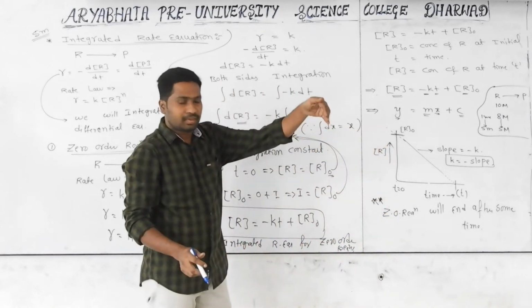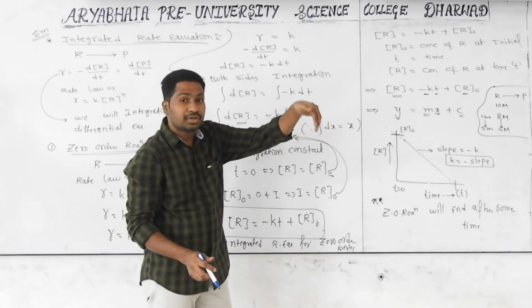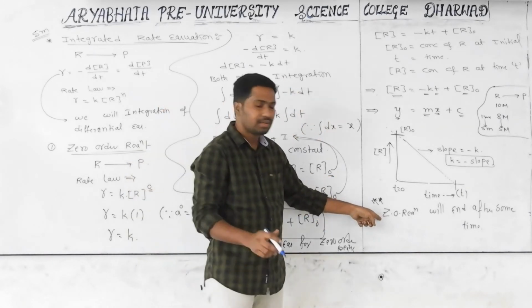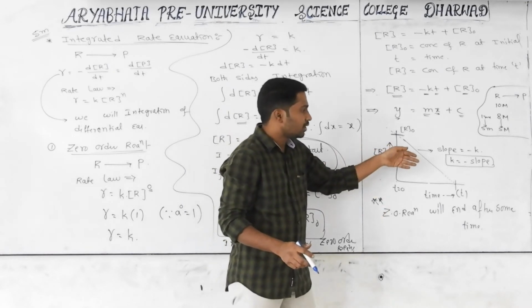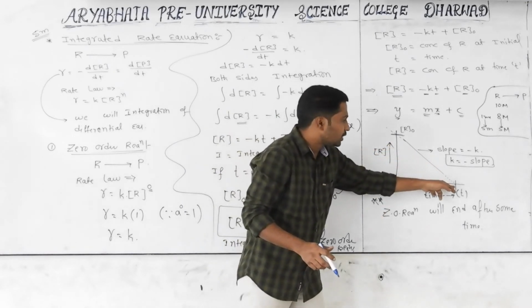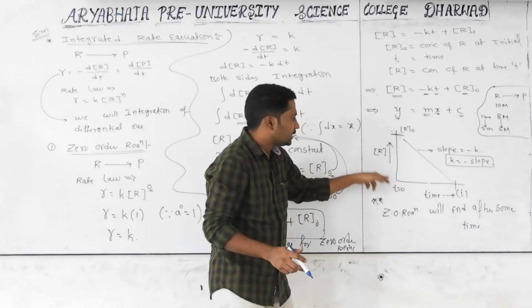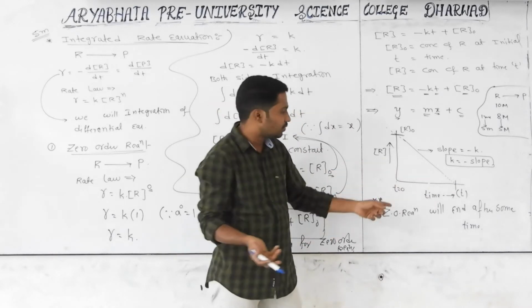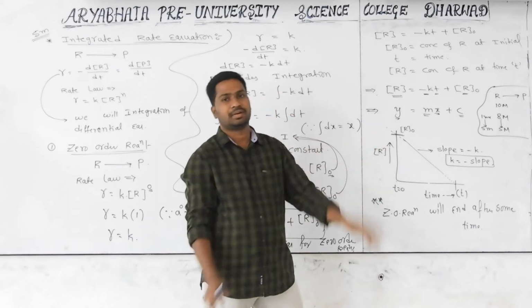Among the options, which reaction will be stopped after some time? It is nothing but zero order. Why? Because as the reaction goes on, at a particular time the concentration of the reactant becomes 0. There is no reactant, there is no reaction. That's why a zero order reaction ends after some time. Okay.